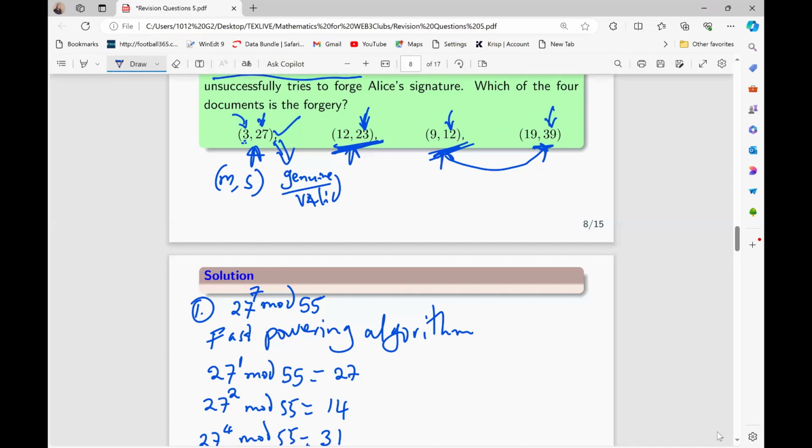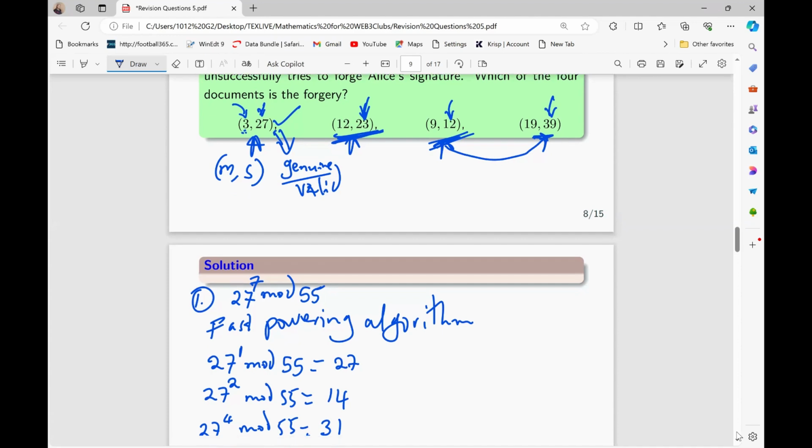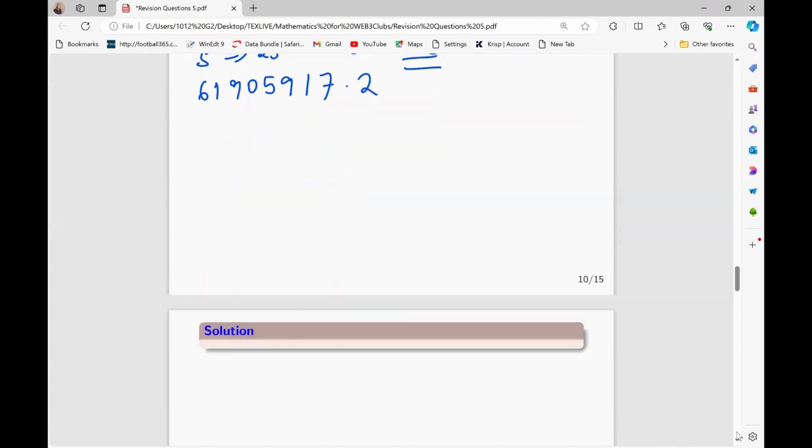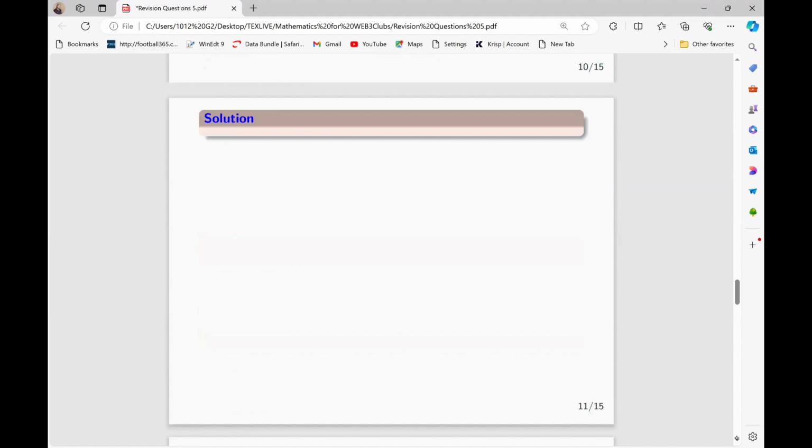So S is 12. This time, S is 12. So S raised to 7 is 12 raised to 7 mod 55. What do you get? This, in fact, is a smaller number. Let's see.